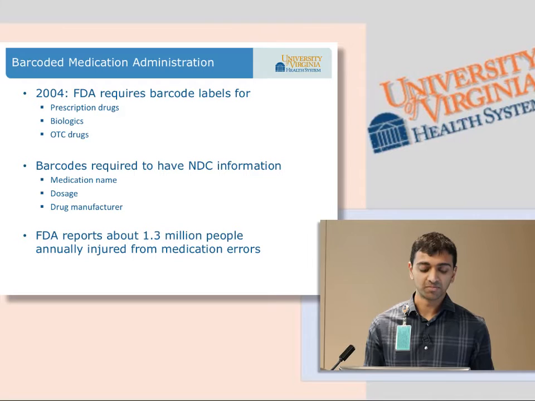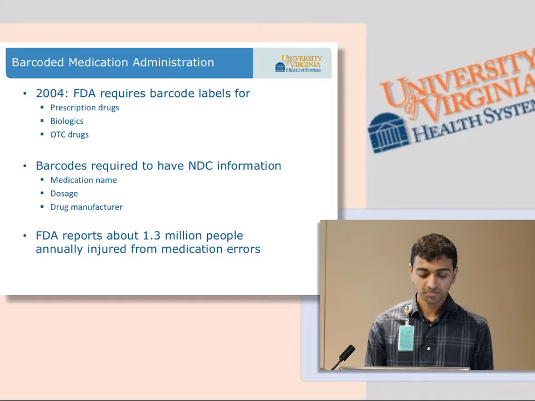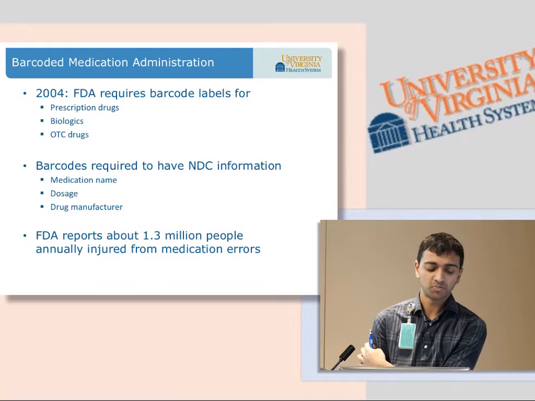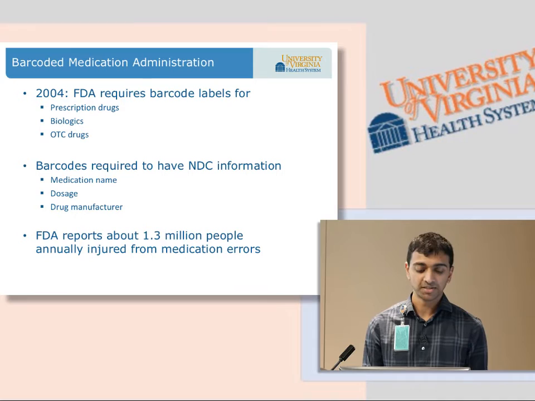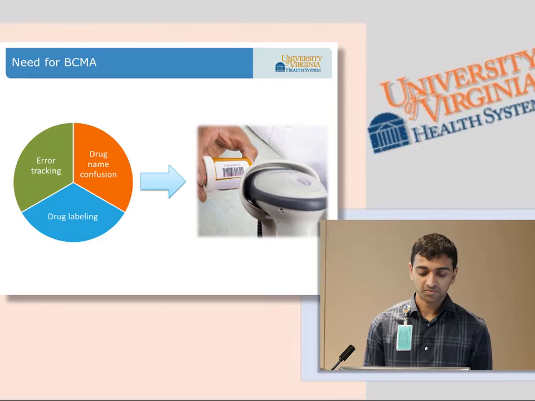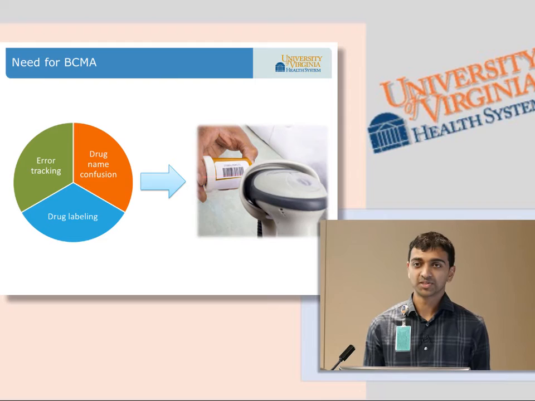Also, on top of that, the push for having these barcodes on medications, the FDA reports that a little over 1 million people annually are injured from medication errors, whether it be from the prescribing process, repackaging, dispensing, administering. And barcoding serves as a way to help prevent errors in all those different processes, which we'll get into as well. So the need for BCMA, really it's to prevent medication errors, because, and I'm sure you've all seen on a daily basis too, within a hospital, there are many things that could lead to medication errors.